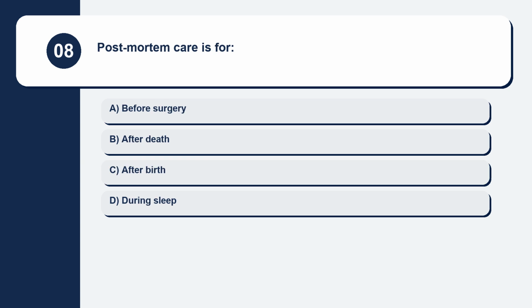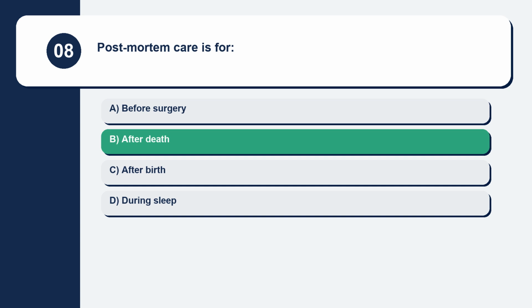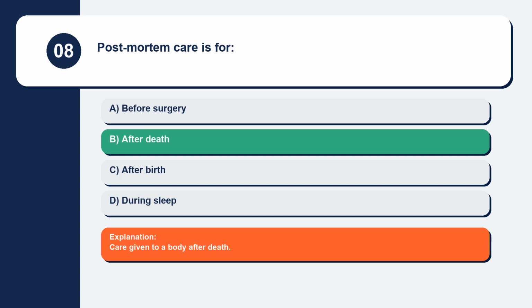Question 8. Postmortem care is for before surgery, after death, after birth, during sleep. Care given to a body after death.